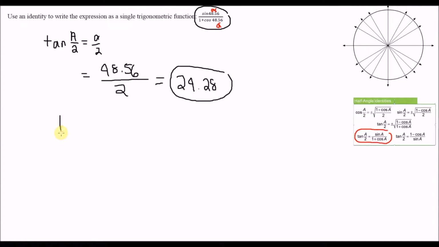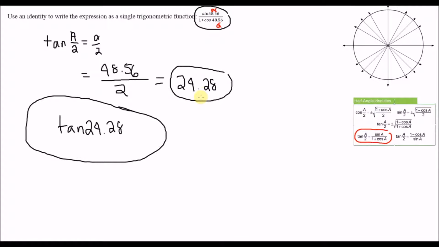So we have tan 24.28. This equals this expression right here. So we have found, we have used an identity to write the expression as a single trig function, which is tan 24.28.